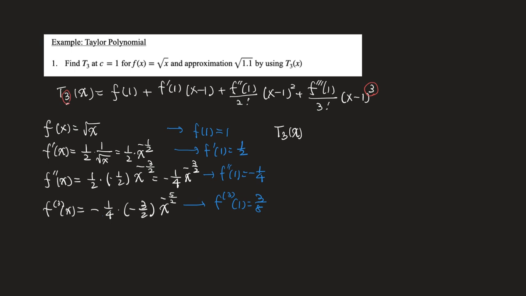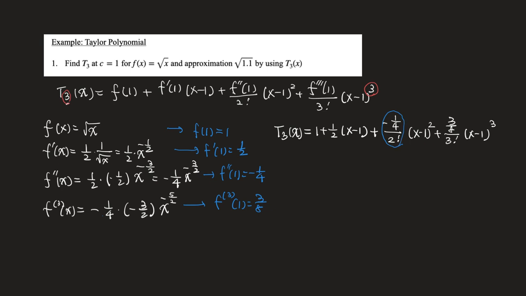T3(x) is going to be f of 1, which is 1, plus f prime of 1, which is 1.5, times x minus 1, plus the second derivative, negative 1/4, over 2 factorial, times (x minus 1) squared, plus 3 over 8 over 3 factorial, times (x minus 1) cubed. Now, simplify this one first.